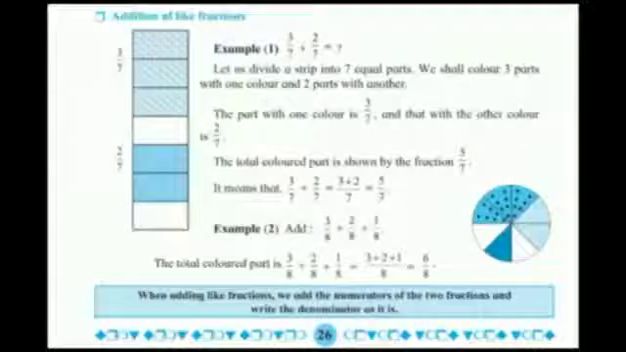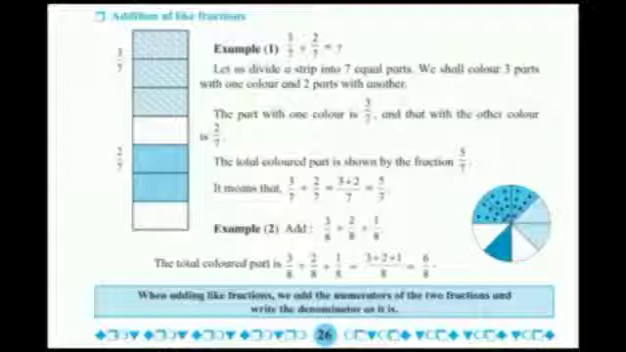It means that 3 upon 7 plus 2 upon 7 is equal to 3 plus 2 upon 7. Now you will keep this denominator the same, only one. You will write the denominator only once because on both sides the denominator is the same. So we will use it only once. Only the numerator you will add. So you will do 3 plus 2 upon 7 is equal to 5 upon 7.